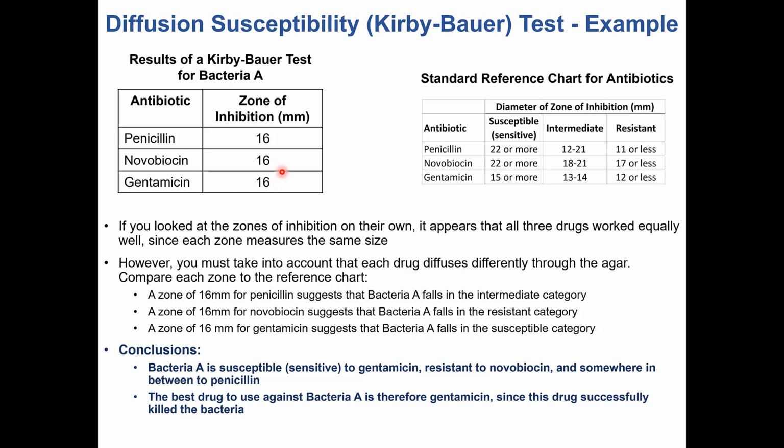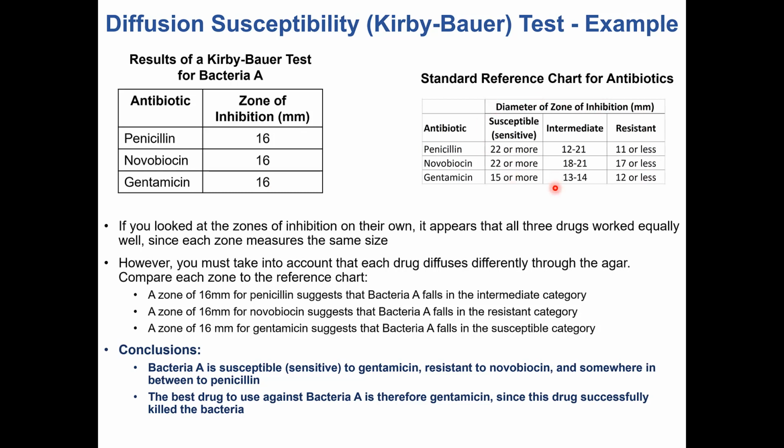So it's really important that you understand that you can't just look at the size of the zone. And in this example in particular, I purposefully picked 16 millimeter zones of inhibition for our test to show you that even though these zones are exactly the same size, they mean very different things for each of the drugs once you compare those zones to the standard reference chart.